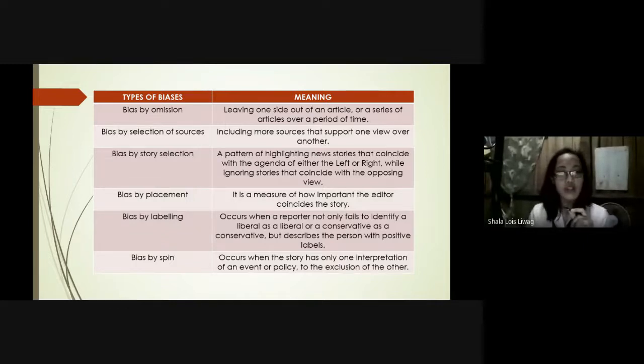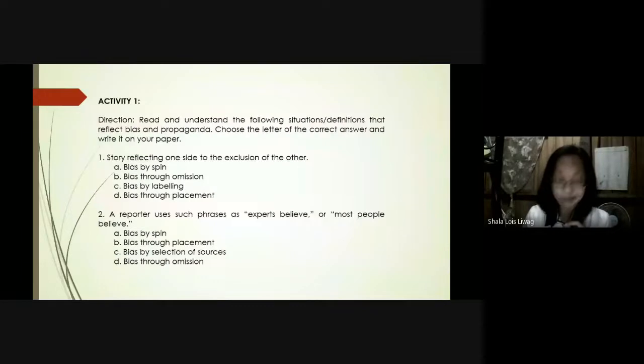Now, those are the different types of biases used in informative media. Are there any questions? Good. Now, to test your understanding of the lesson, we will have our first activity. Let us test what you've learned with this activity. You have 10 minutes to answer the activity.